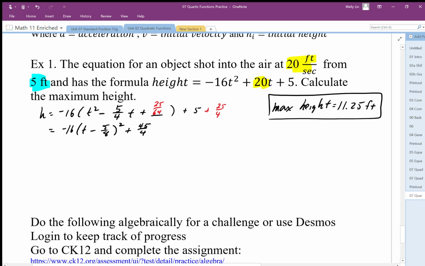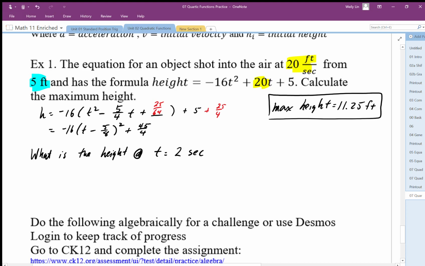We could also find out different things about this. We can find out the zeros. When does it hit the ground? We can do that by making this equal to 0 and solving. We could also find a height. Maybe I'll ask this question here. What is the height at t equals, let's say, 2 seconds?